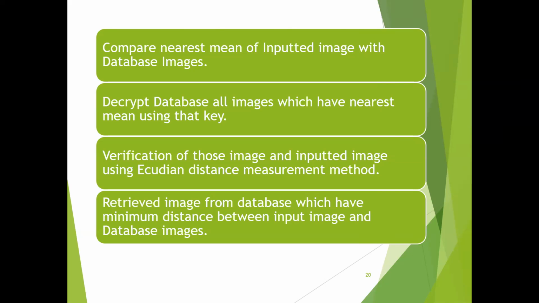First it will compare the PCA, so the shape of the face, and then it will compare the local features of the face. So it will compare both local features as well as the global shape, right? So compare the nearest mean. It will compare the input image and find the nearest matching image, right?